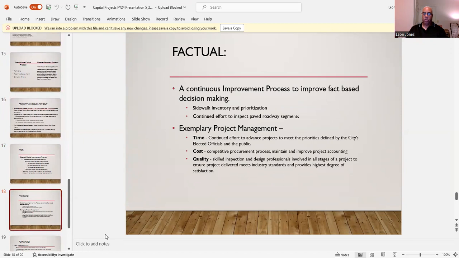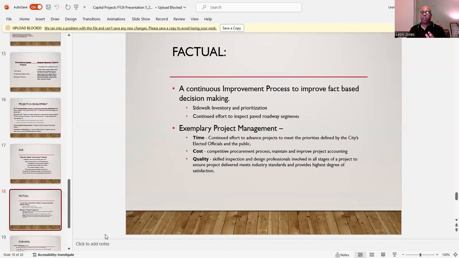And then we look at factual. Well, on the factual, it's a continuous improvement process to improve fact-based decision making. So we deal with sidewalk inventory and prioritization. We also utilize a continued effort to inspect paved roadway segments. And we have exemplary project management, time, cost, and quality.